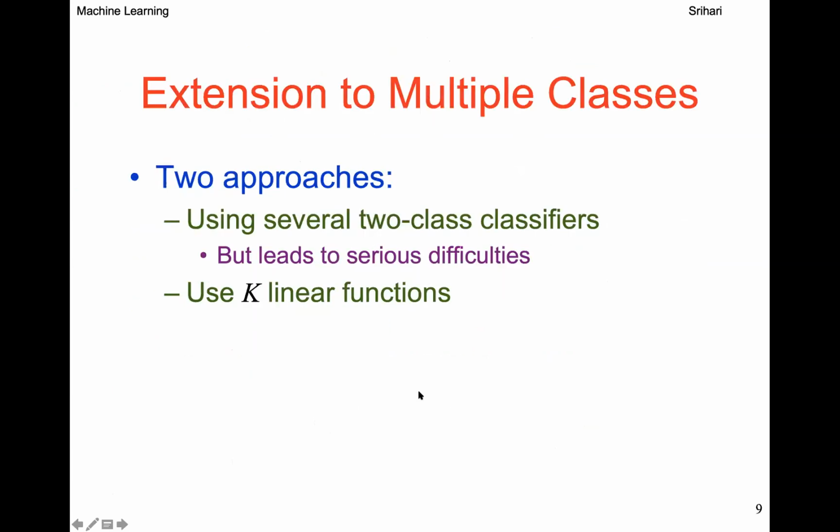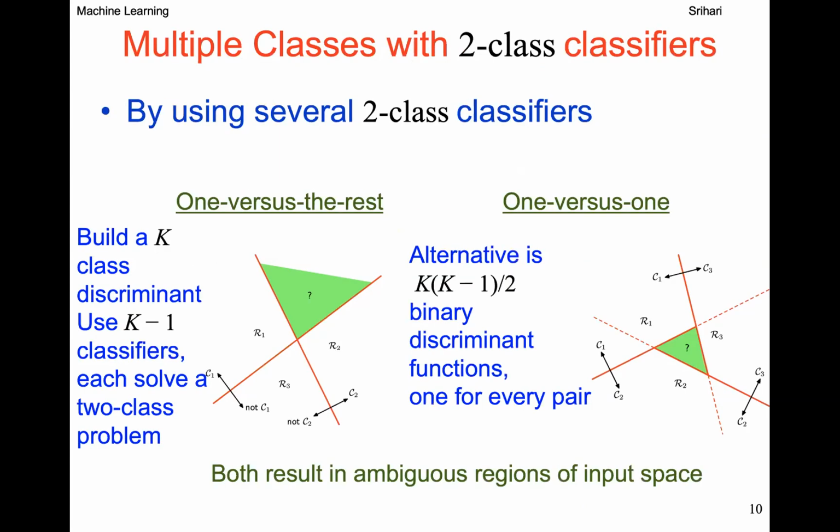All right, now let's look at the extension to multiple classes. The two approaches are using several two-class classifiers, which leads to serious difficulties, or we can use k linear functions. That is the approach that we largely take, particularly when we go to softmax and so on in deep learning.